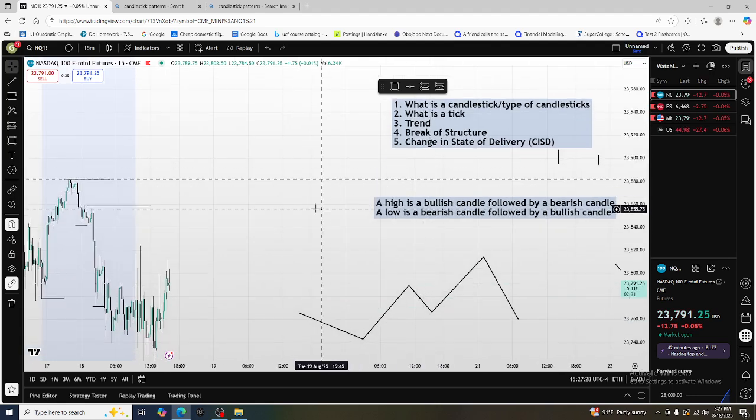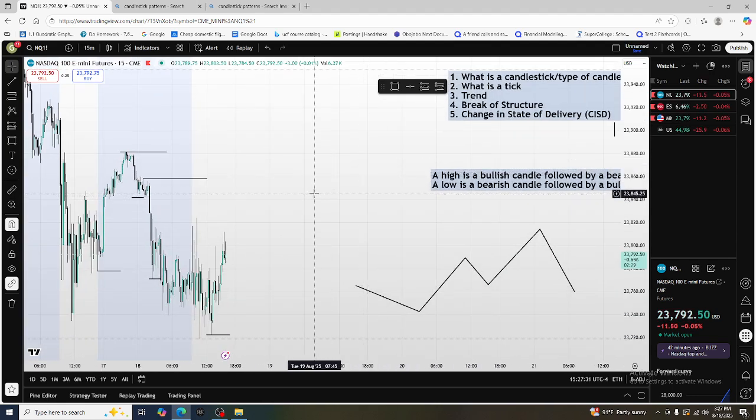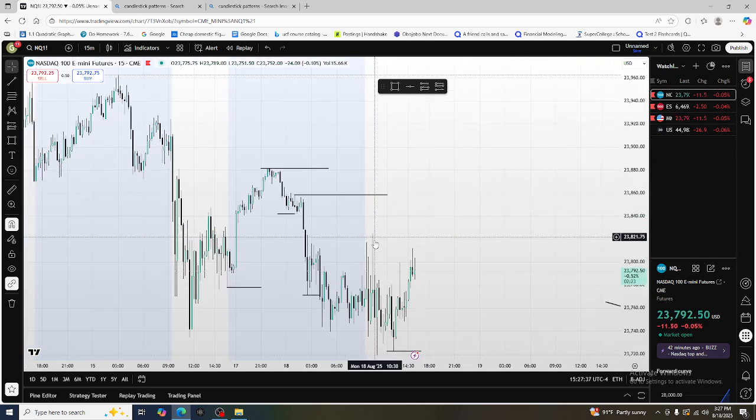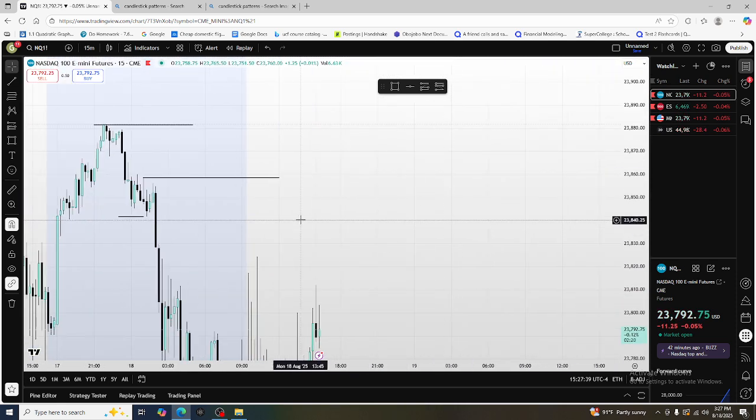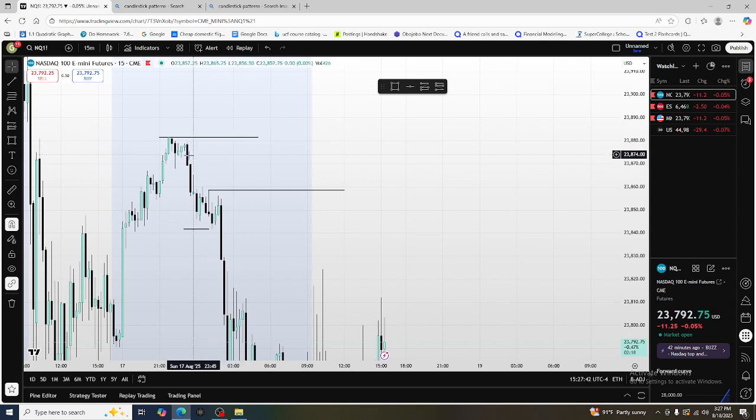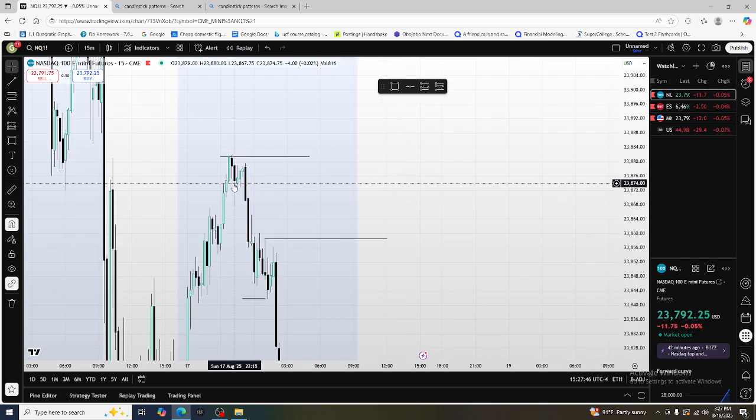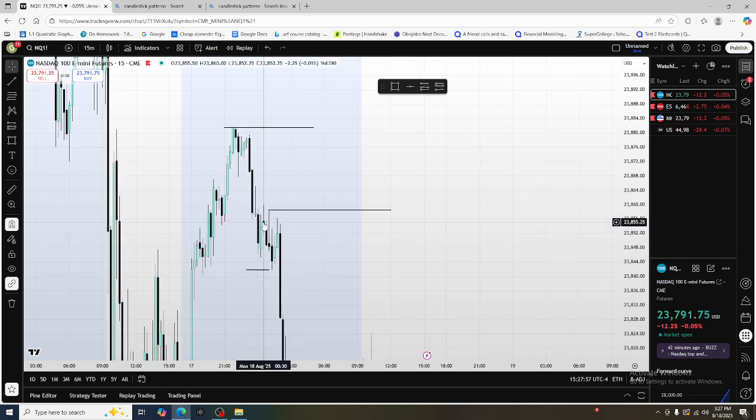And the last thing, change in state of delivery, very similar to a break of structure, except you don't have to close below the wicks, you have to close below the bodies. So when we're looking at change in state of delivery, we're looking at the trend. Here we're in a downtrend. Another way to look at a downtrend is to see these up-close candles. Every single time there are up-close candles, they're getting engulfed by down-close candles. Up-close candles get engulfed again and again.